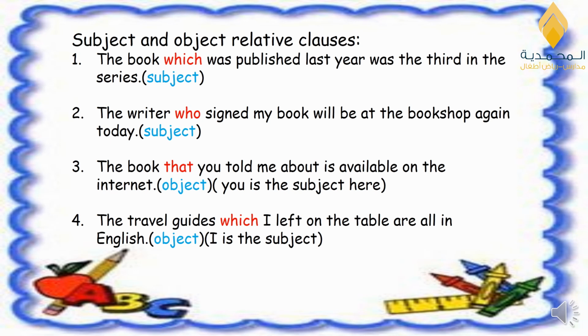Clear? It's easy. Number 4. The travel guides which I left on the table are all in English. Here it's what? It is also an object relative clause, which I left on the table. Refers to what? I'm talking about what? I'm talking about the travel guides, right? That I left them on the table. So I is the subject and the travel guides are the object of the sentence.